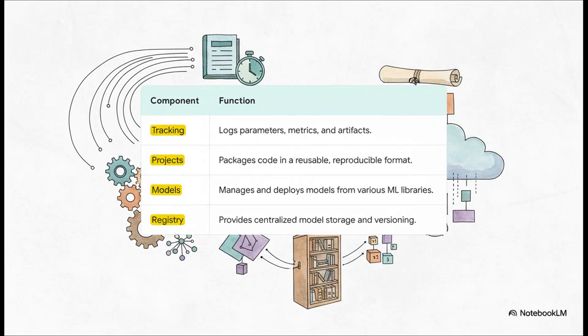So how does it work? Well, MLflow is really made up of 4 key pieces that you see here. You've got tracking, which acts as your digital lab notebook. Then there's projects for packaging your code so anyone can run it. Models gives you a standard format for deployment. And the registry is like a central library for all your versioned models. They all work together to make the whole process super smooth.